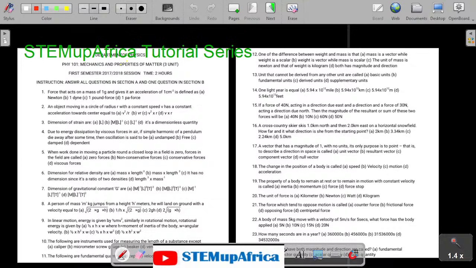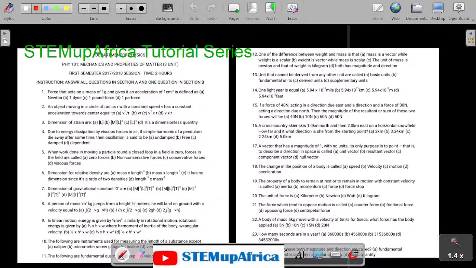The answer: 1 light year is 9.46 times 10 to the power 18 meters. That's the value of a light year. Although the option is not there, so it ought to be 9.46 times 10 to the power 15 meters, except maybe you want to convert from meters to miles. What's the relationship between meters and miles?